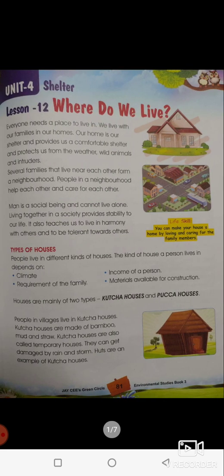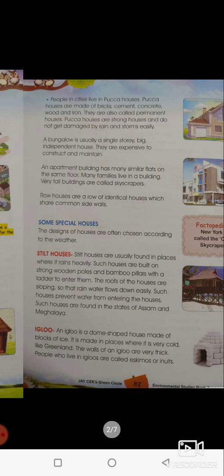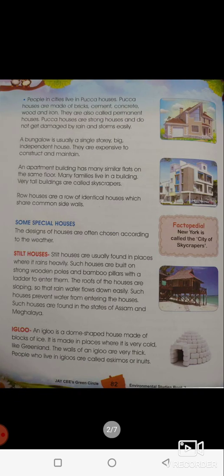Whatever we have seen so far is clear, I hope. If you have any doubt, you can ask. We have just seen the types of houses. They are the kacha house and the pakka house, two main types of houses. And in the pakka house, you come across a bungalow, apartment, and row house.